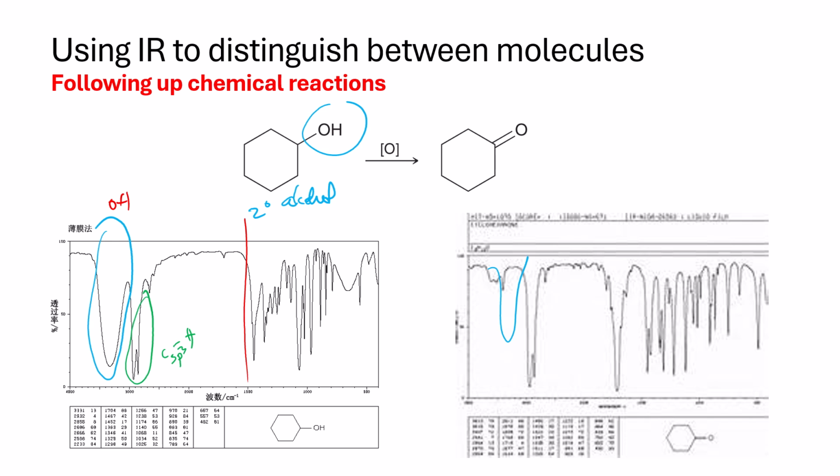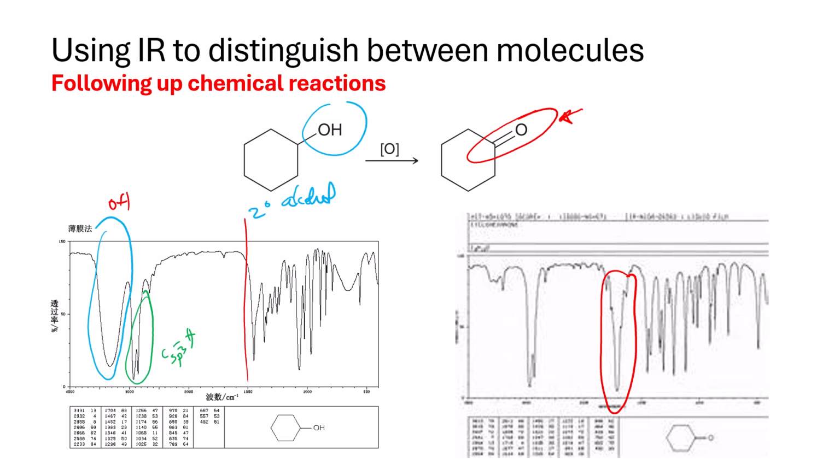So I'm gonna erase that. That's not there. Instead, I should have the appearance of a carbonyl band at about 1700, and this is it. So it's clear that this band of the carbonyl was not present in the reactant, and it is in the product, so a very distinct change.